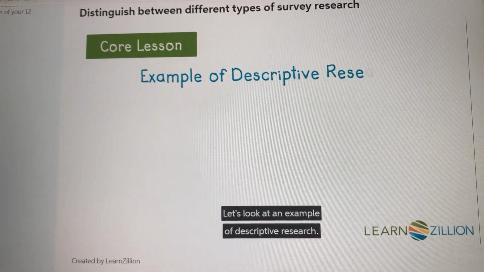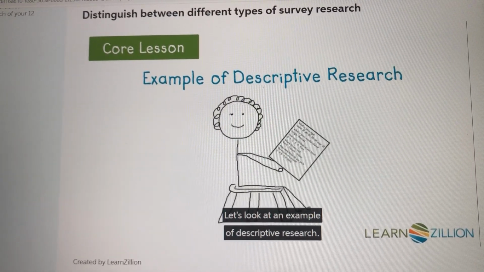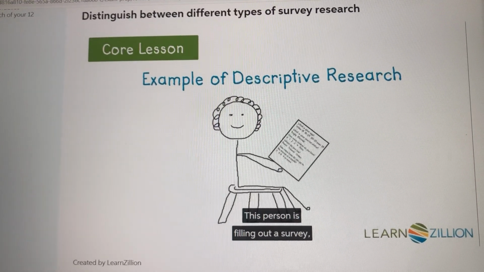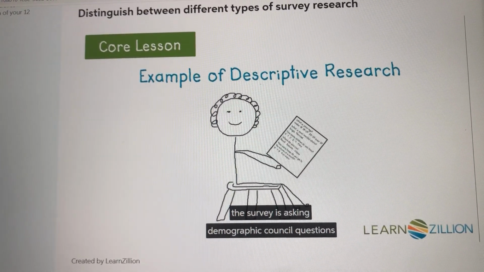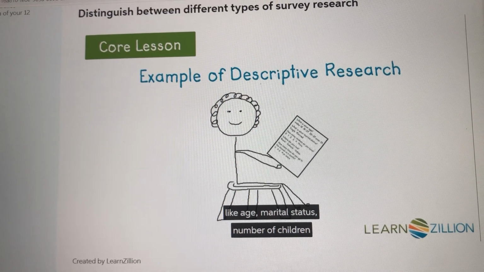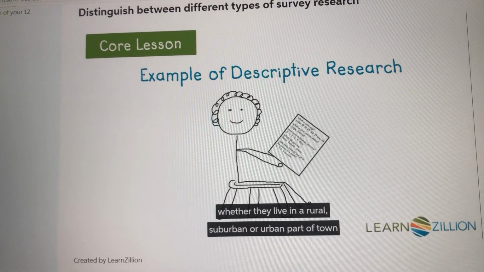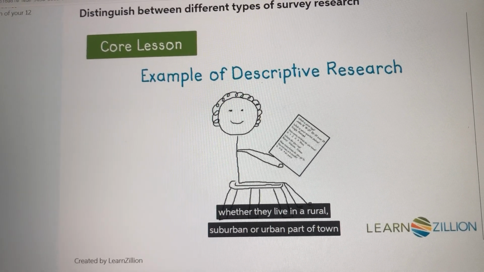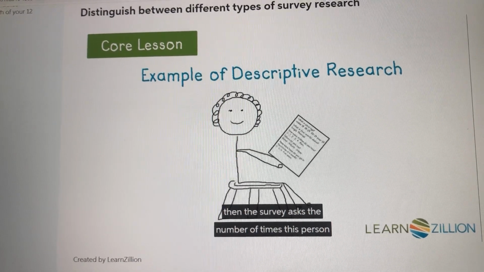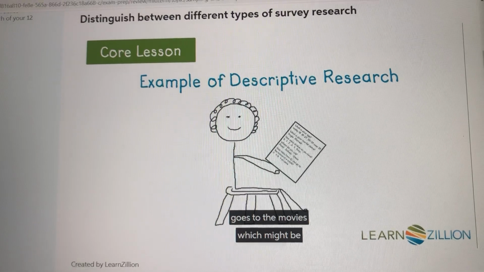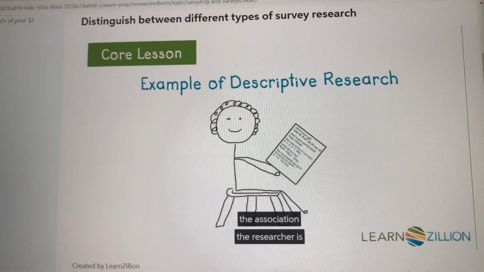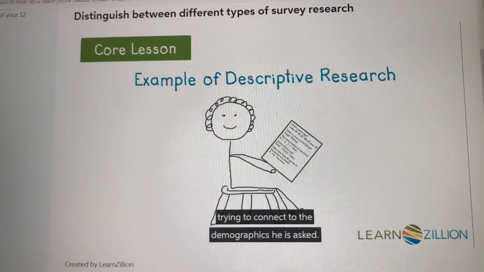Let's look at an example of descriptive research. This person is filling out a survey. The survey is asking demographic kinds of questions like age, marital status, number of children, whether they live in a rural, suburban, or urban part of town. Then the survey asks the number of times this person goes to the movies, which might be the association the researcher is trying to connect to the demographics he has asked.